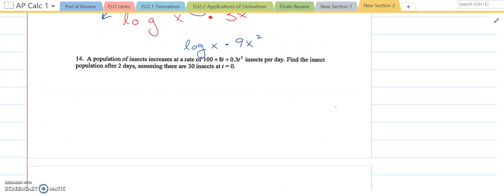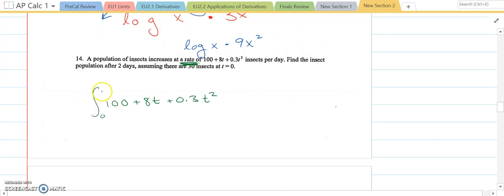Population that increases at this particular rate. As soon as you saw rate, you knew that meant it had to be the derivative. That means an antiderivative is going to help us out. It says find the insect population after 2 days. Well, 0 right now. We're going to 2. What this tells you right now, this integral is going to give you how much has accumulated onto this function as it currently exists.